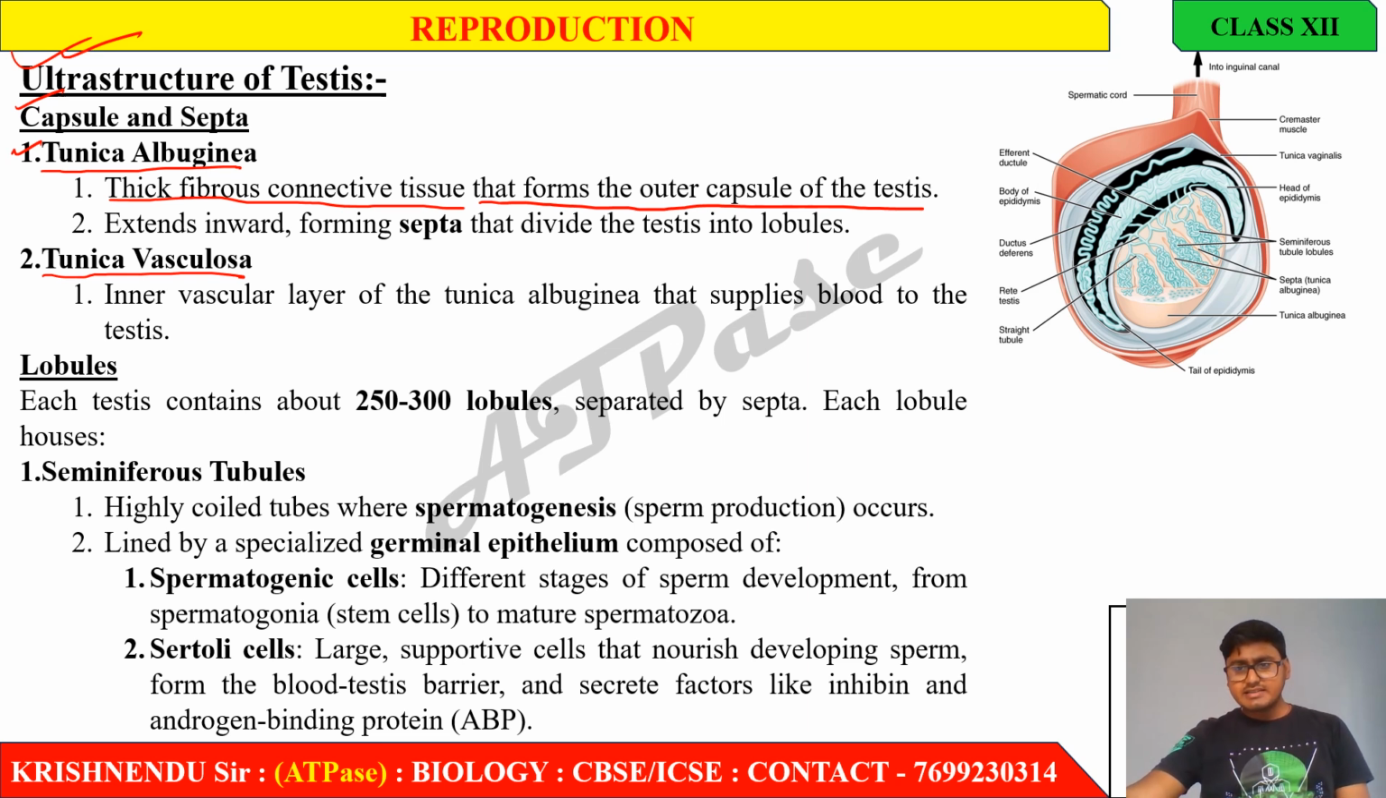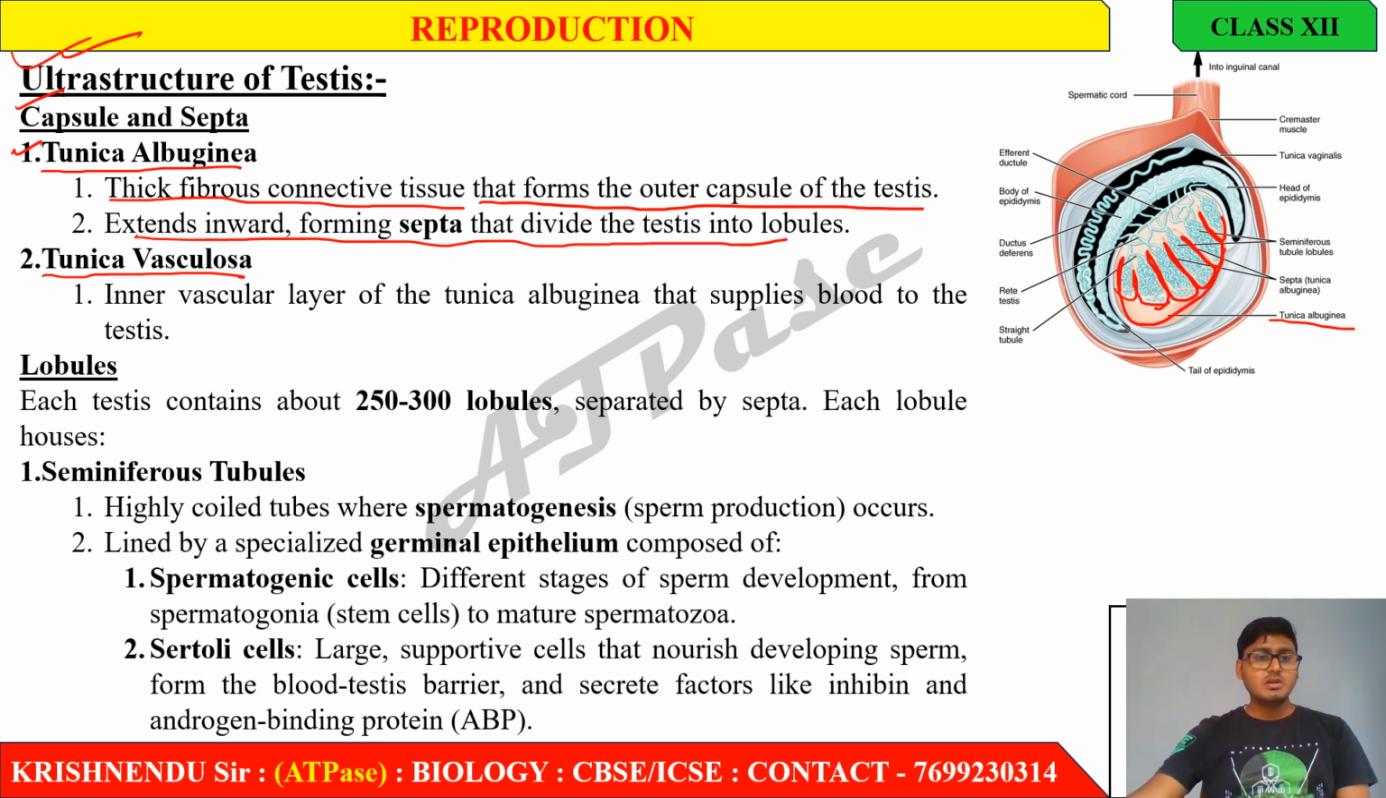You can see that this is tunica albuginea. It extends inward, forming septa that divide the testes into lobes. Look here, this tunica albuginea separates the testes into lobes. These lobes are separated by tunica albuginea, and this division is known as septa.